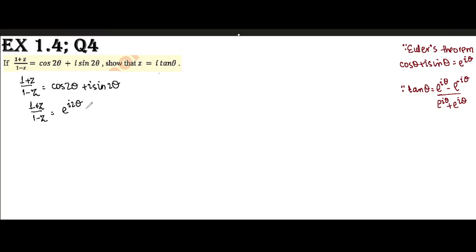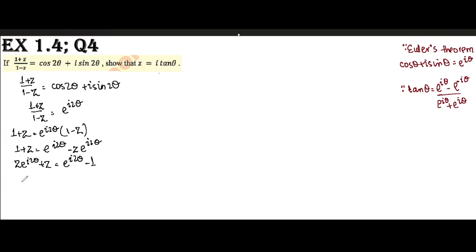Now we are going to bring the denominator over here. So it becomes 1 + z = e^(i2θ)(1 - z). Now open up the brackets. So we get e^(i2θ) - z e^(i2θ). Now combining the z terms, we get z e^(i2θ) + z = e^(i2θ) - 1.